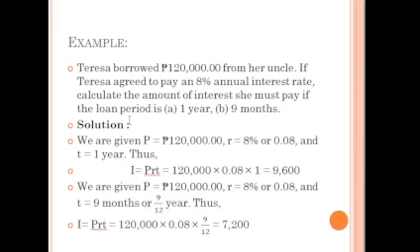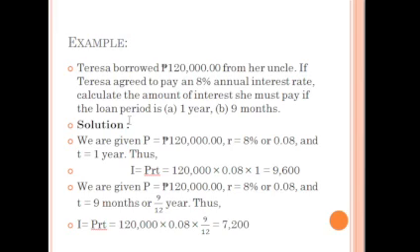So move the decimal place two places to the left. So we have the decimal here after 8. So 1, 2, that becomes 0.08. And the T, or the time, is 1 year.